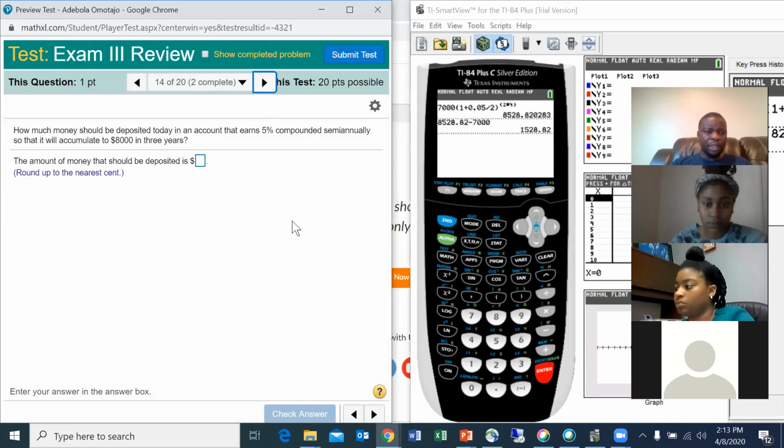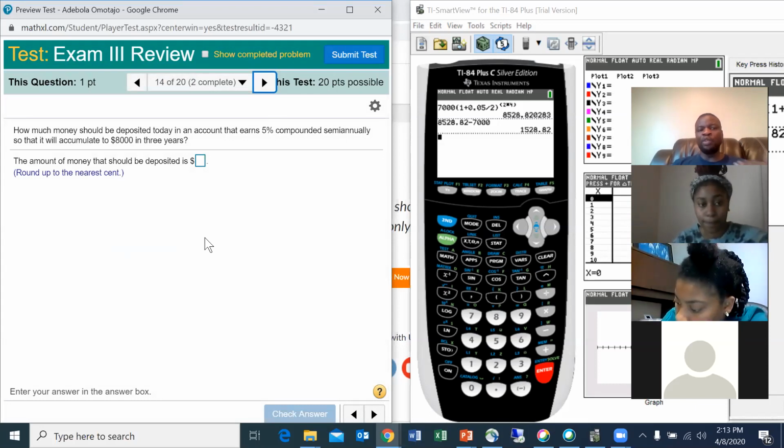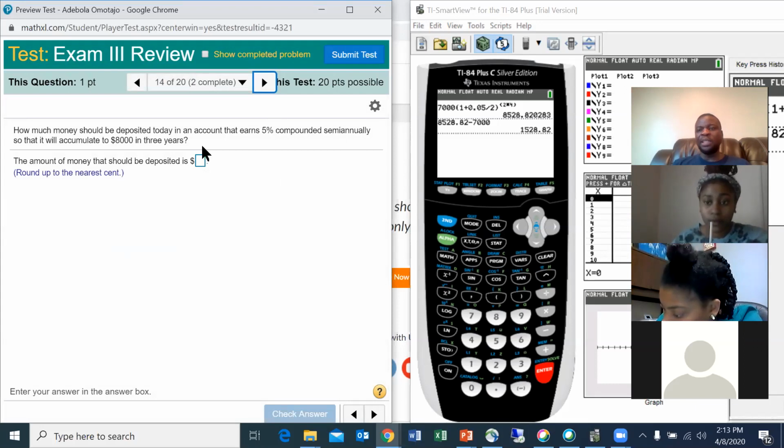Next question says, how much money should be deposited today in an account that earns 5% compounded semi-annually as well, so that it will accumulate $8,000 in 3 years? In the previous problem, we were looking for the future value, and they told us it was 7,000 in the beginning. This one tells us what you want in the future, and it's asking what you need to put in today. So here we're solving for P. The formula is going to be slightly different, so I'm going to give you the formula for that.